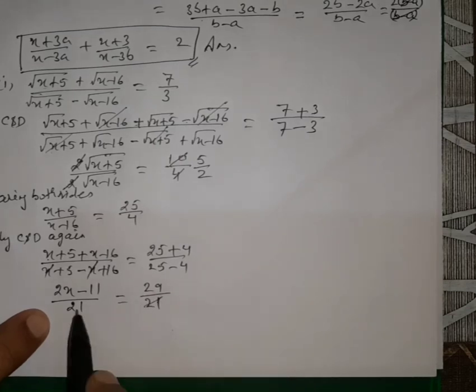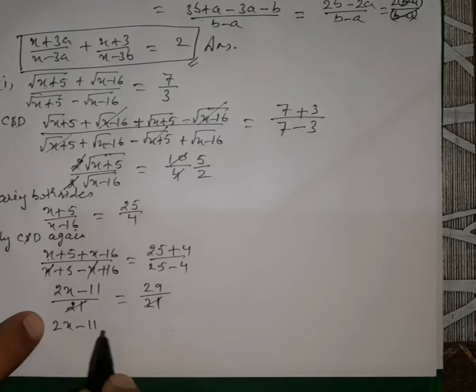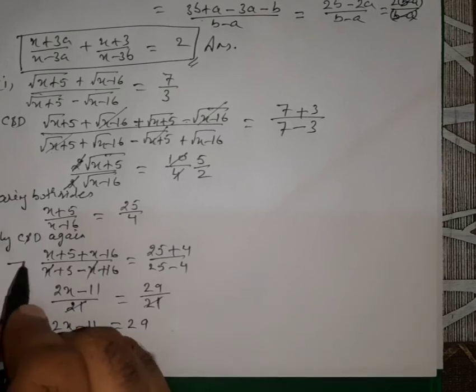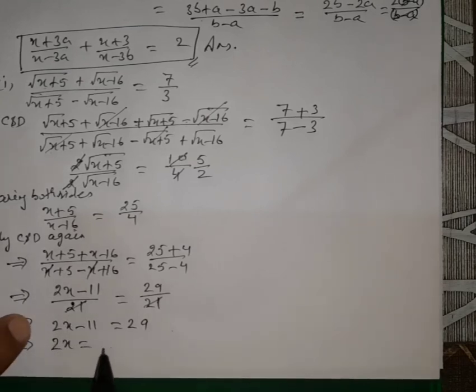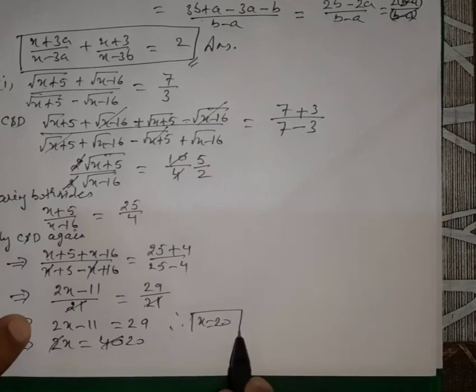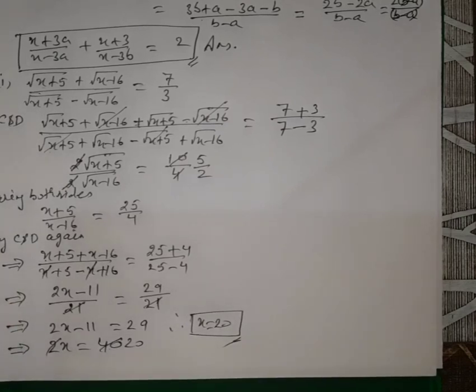So now these two will get cancelled here. So here I am getting 2x - 11 is equal to 29. Now in the next step, 2x is equal to 29 + 11. So that will be equal to 40. Now this will get cancelled. So therefore x is equal to 20 is our required answer.